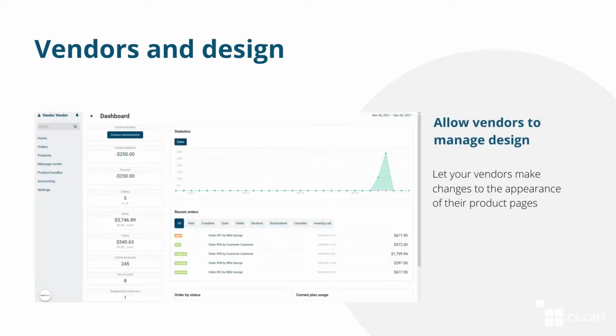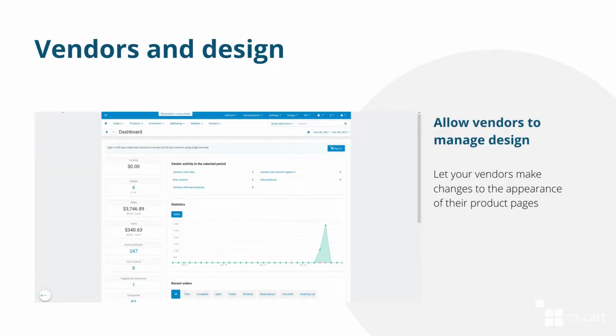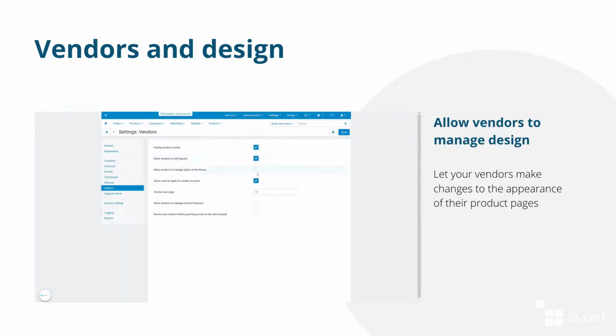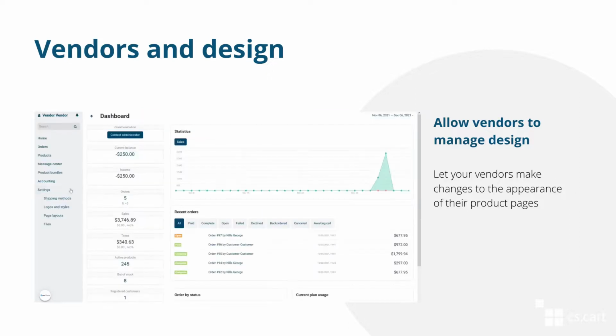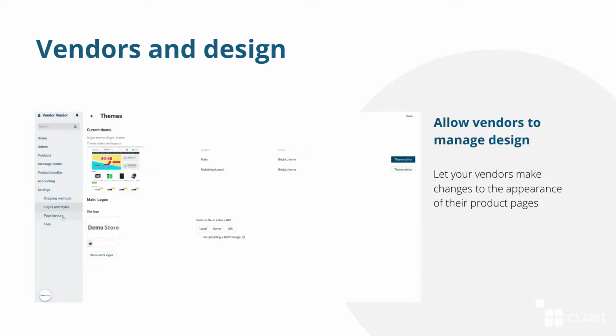By default, vendors cannot manage design. You can allow them to if you tick the corresponding checkboxes on the settings vendors page. This way, vendors will get access to layouts of their product pages and configure their appearance.